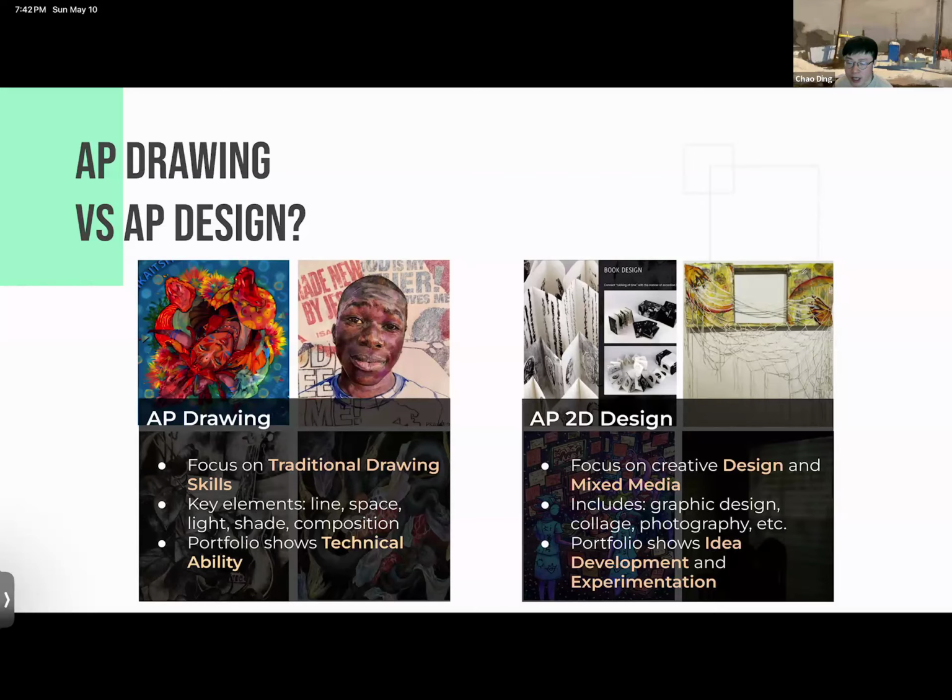On the other hand, for AP 2D Design, the focus is more on creative design, visual communication, and experimentation. The student may work with photography, graphic design, collage, digital art, or mixed media instead of only technical drawing skill. So there's a much broader range for students to choose from or develop. The portfolio highlights idea development, innovation, and how effectively the artists use the design principles. Both courses encourage creativity and personal expression, but they emphasize different artistic strengths.